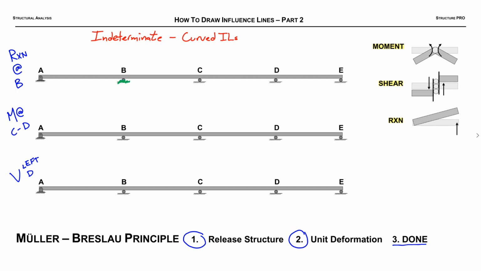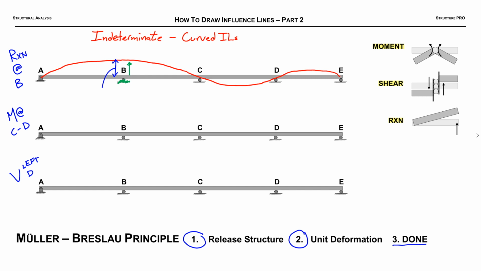So number 1, release the structure. We take away the support at B. We push up until we have a unit deformation of 1. And now we draw our deformed shape. We know it's going to be curved, and we know we have to respect the boundary conditions that are still on the rest of the structure at A, C, D, and E. And this is the shape we end up with.